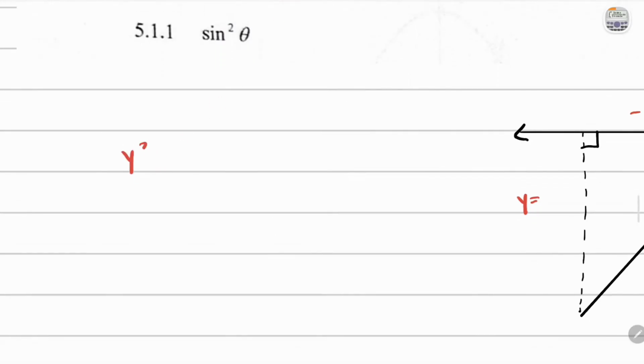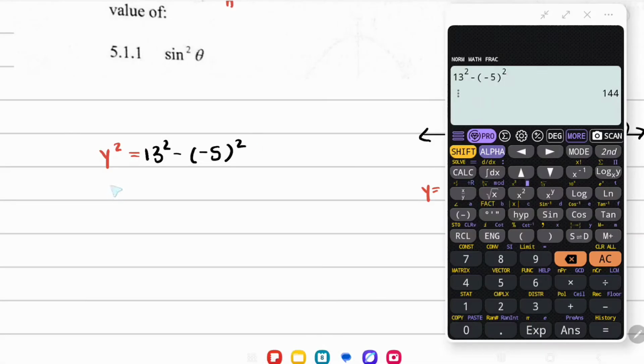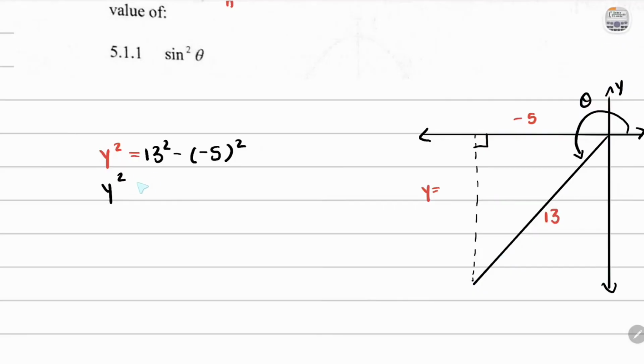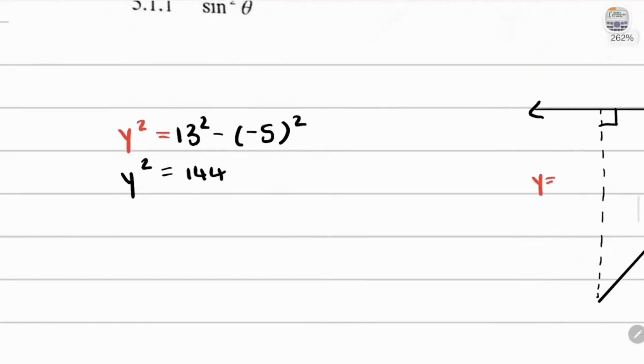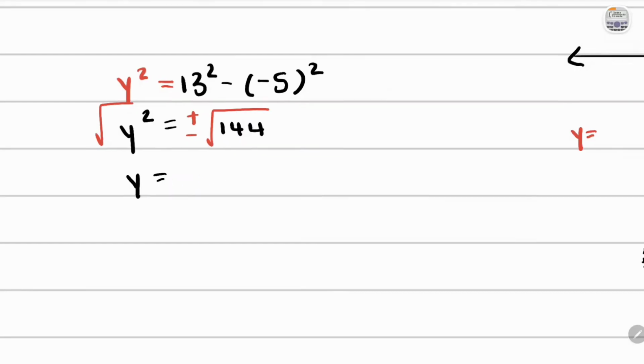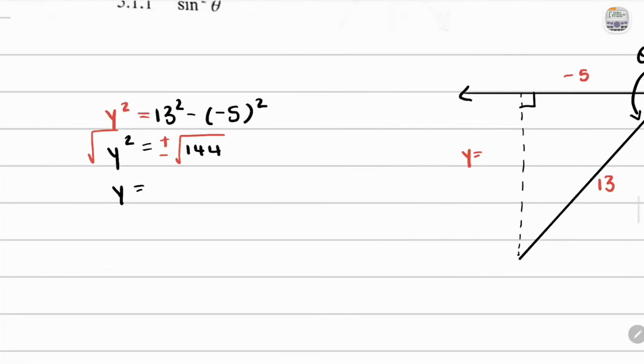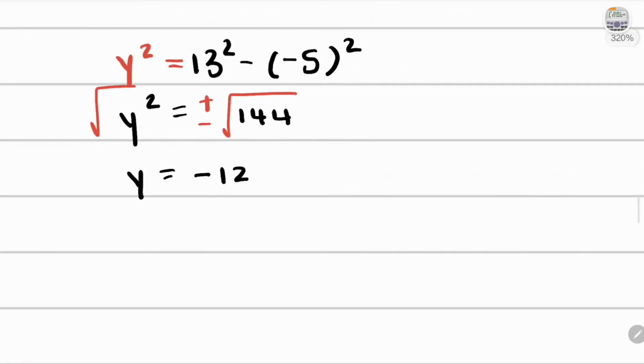So y squared is equal to, and our radius is 13, so that's 13 squared minus negative 5 squared. We can quickly find that, and that gives us 144. So y squared equals 144. If you square root both sides, you get a positive and a negative answer, but we need to look at what is relevant to our diagram. Y is here, a y value on the negative part of the y-axis. So it's going to be negative 12, and there we go.